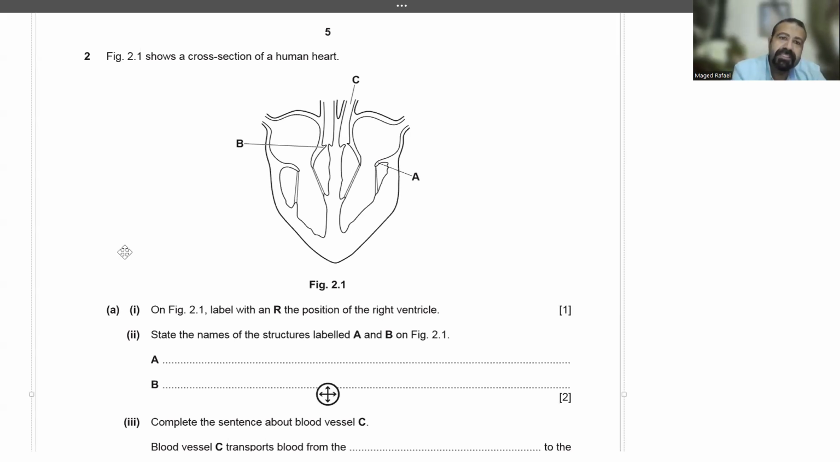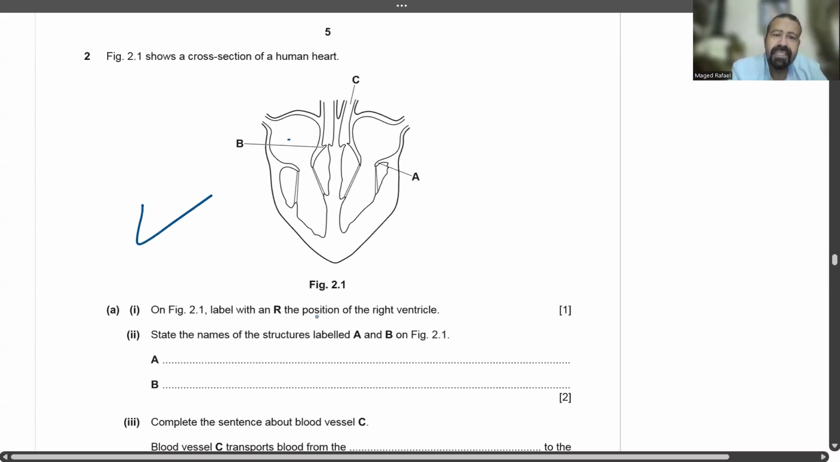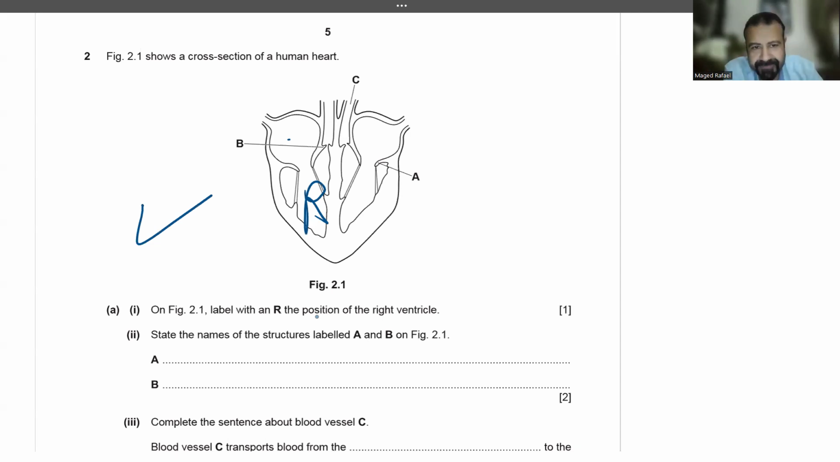This is the right side. This side is the right side, and this is the ventricle, so I will put R here. Okay.